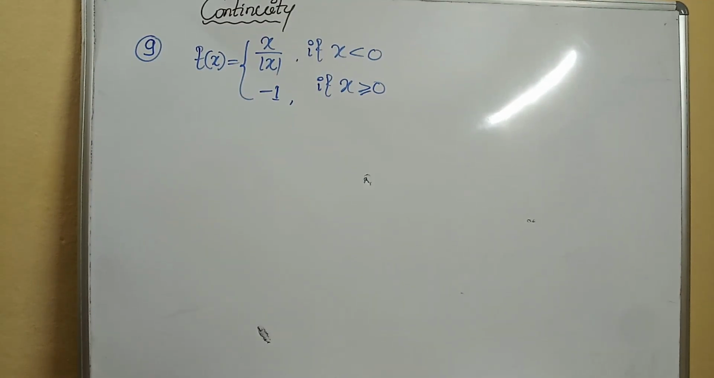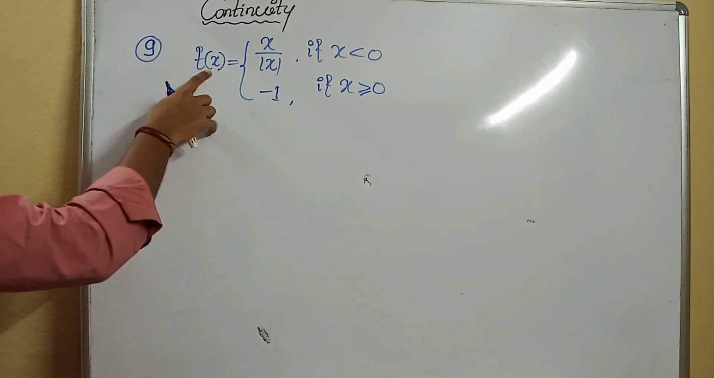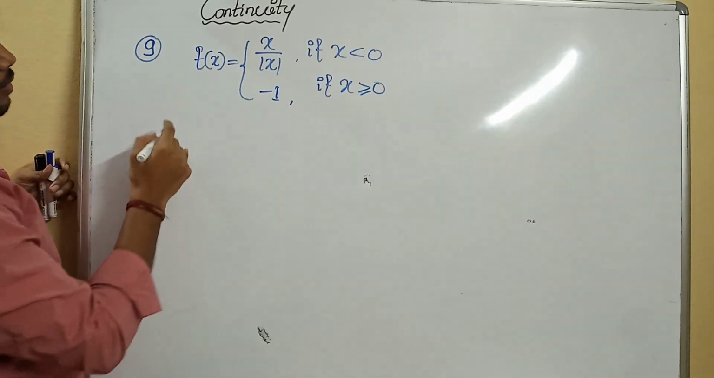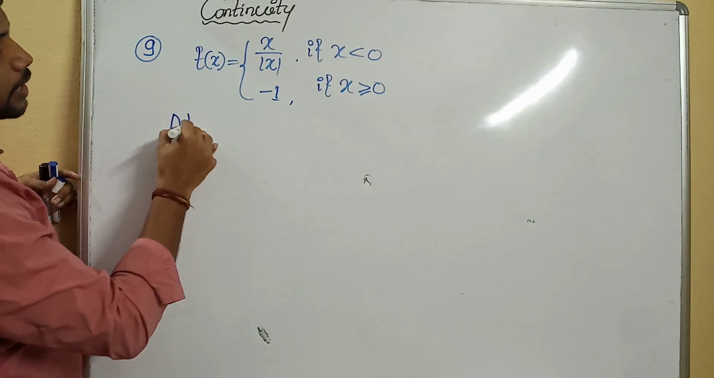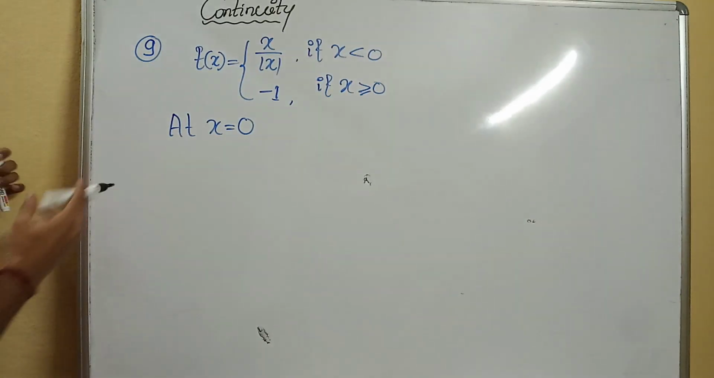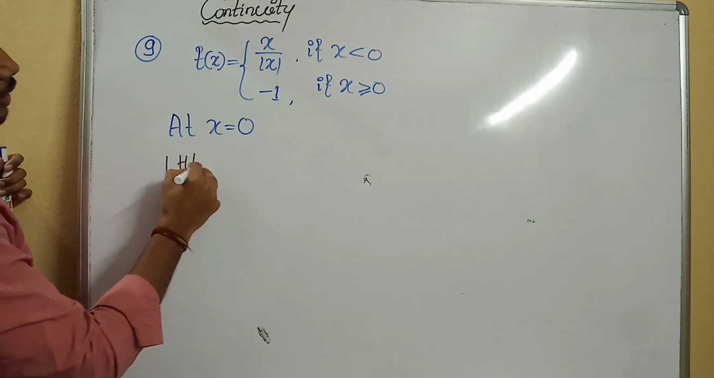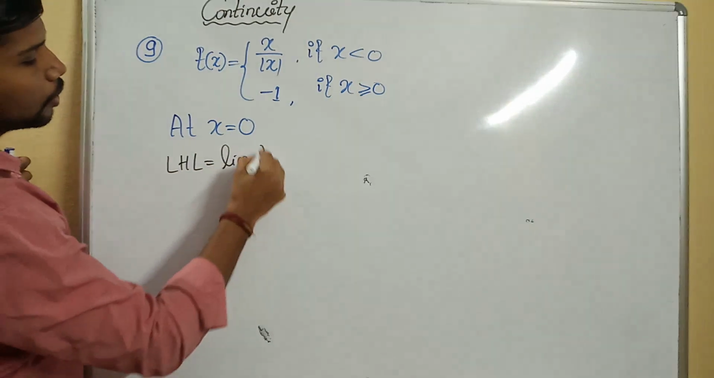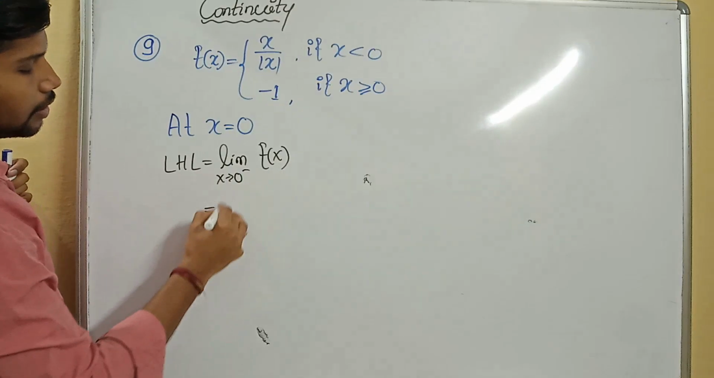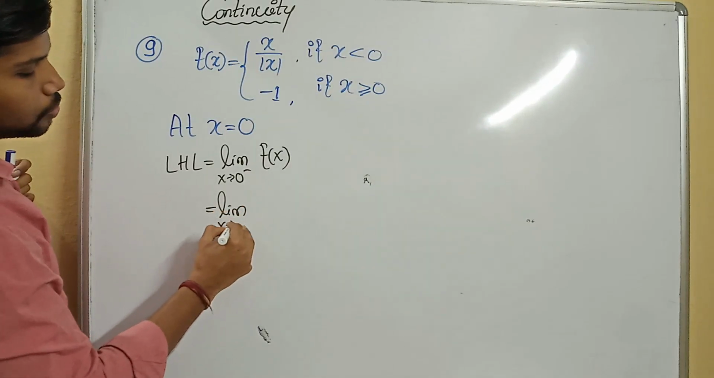Observe the next one. It's the ninth one. Function is defined for less than 0 and greater than or equal to 0. For that reason, I need to check the continuity at x equal to 0. Now, at x equal to 0, what is the LHL value? How do I have to define LHL? Limit of f of x as x tends to 0 minus.